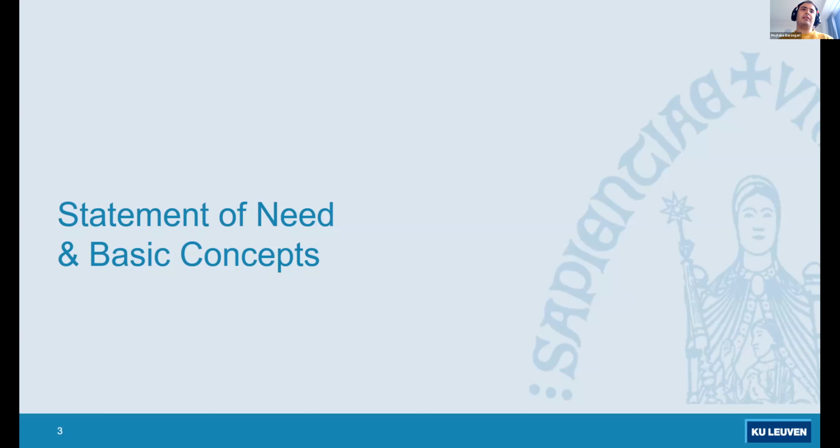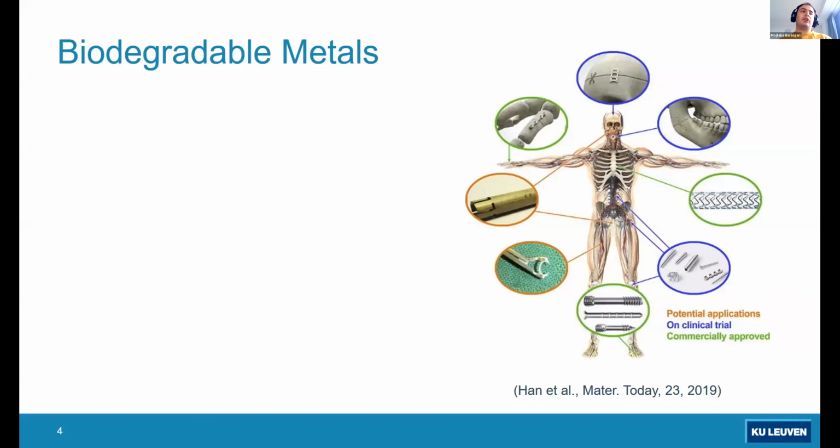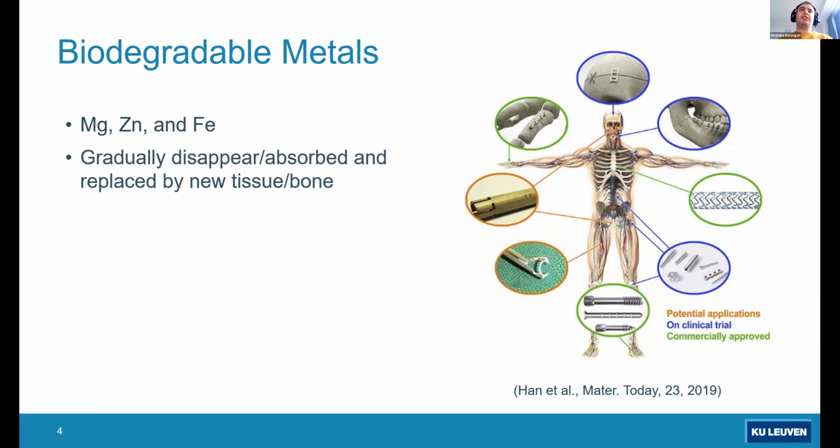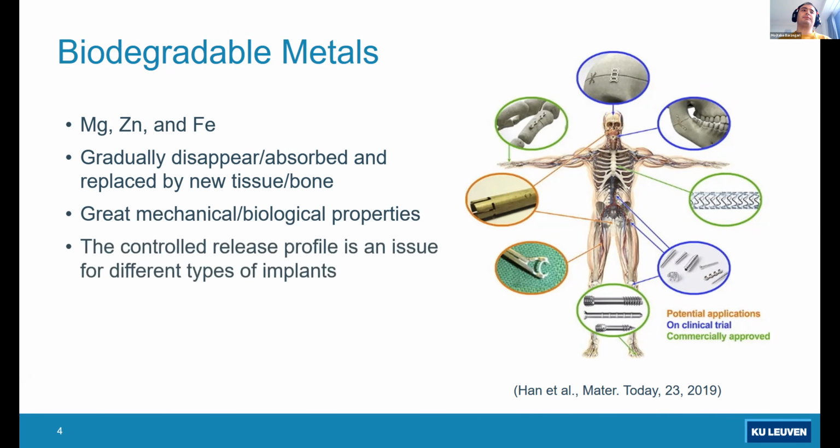So a little bit of the basic concepts and the background of the tool. Talking about biodegradation, especially for the metals, we are talking about magnesium, zinc, and iron. We mean materials that you put inside the body that gradually disappear, get absorbed by the body, and get replaced by new bone and tissue. They're getting more popular and gaining more attention because they have great mechanical properties and also a positive contribution to biological aspects of the body.